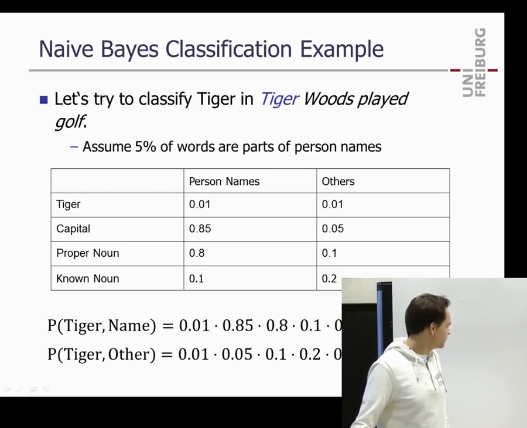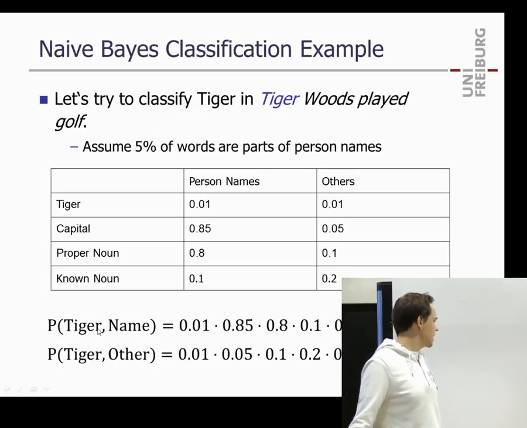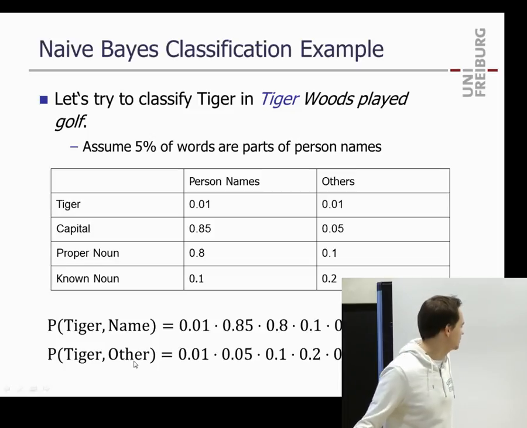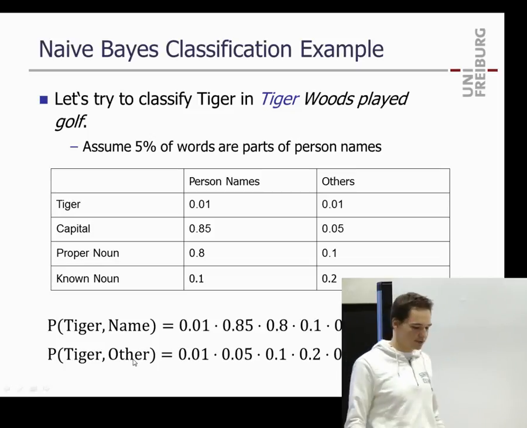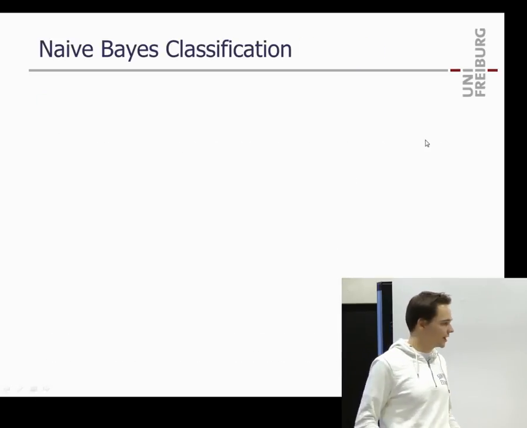And that means that we will classify this as a name, because it's more likely that the random word is both the word Tiger and a name than the chance that the random word is both Tiger and not a name. That's why we would classify it as a name. So that's already the classification.